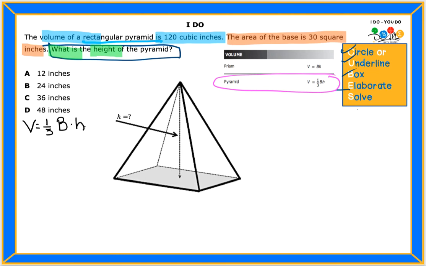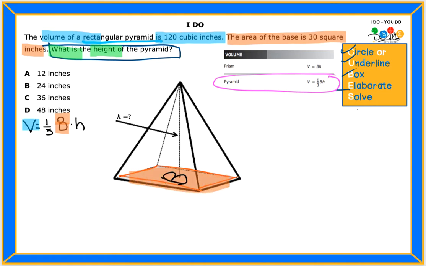And I'm going to start identifying what's given. The volume, I'm using the blue. The 1/3 is a constant, so it stays the same. The area of the base, in this case, I highlighted this in orange, so I'm going to use orange. And then I'm going to identify that in my shape. And this rectangle on the bottom is the base of this pyramid. I'm going to highlight this section here, and I'm going to put a capital B.